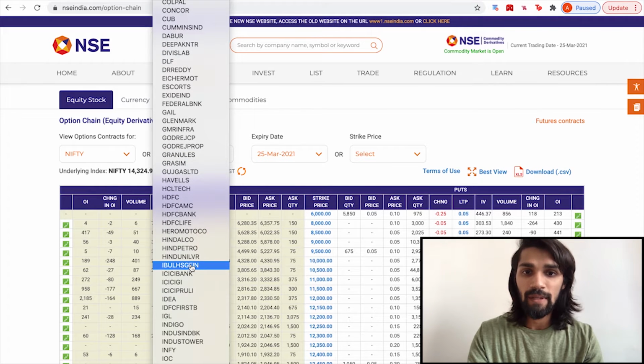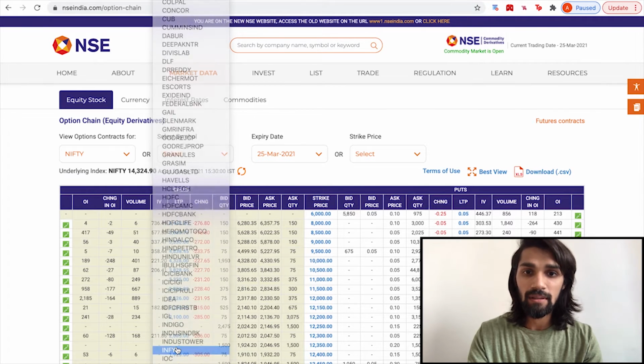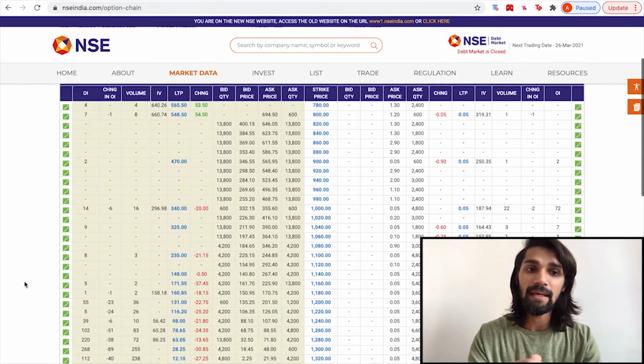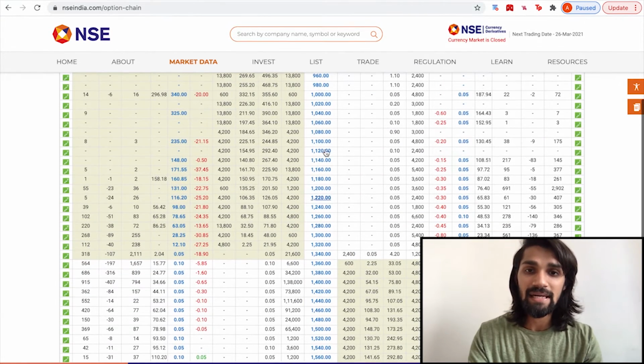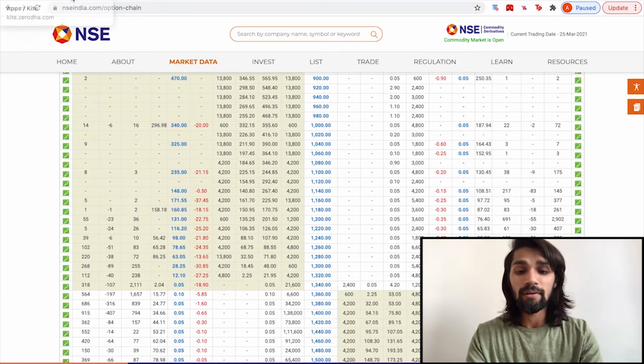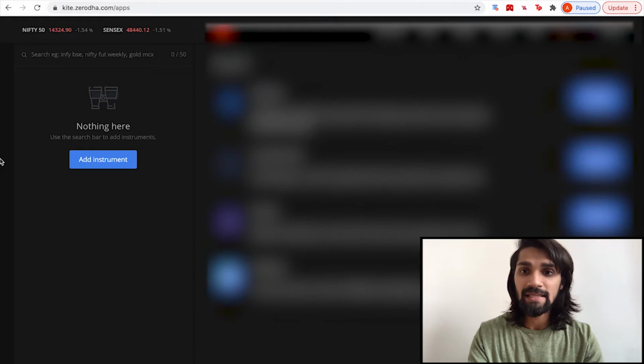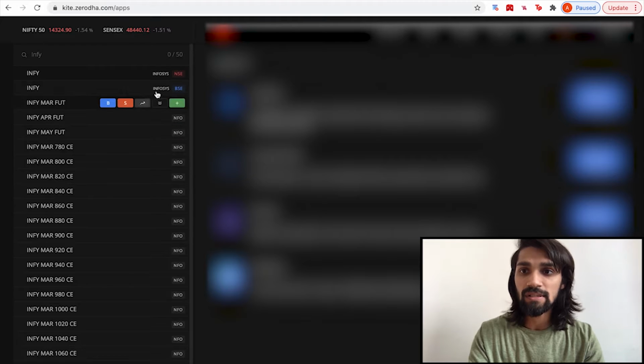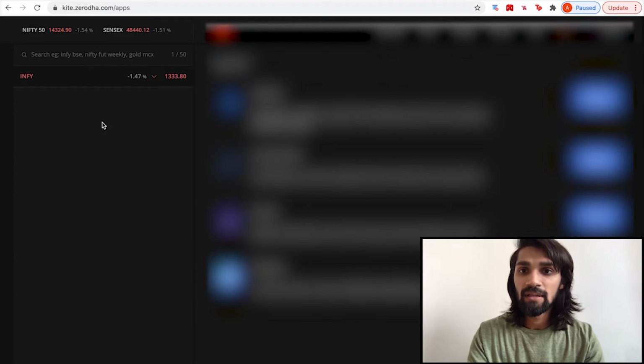Right. So as I said in the previous video, there is a strike price and there is a premium price. All these are strike prices. Now I'll show you how an option contract looks like. First, let's check what the price of Infosys is. Infosys has a stock symbol INFY. So the stock price of Infosys is 1333.80.